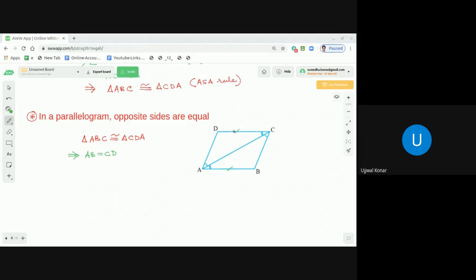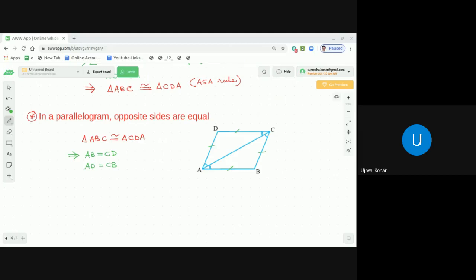And also we can say for the other pair, that AD should be equal to CB. The moment I write AD, it should be equal to CB. So AD is equal to CB. So we are able to prove the statement I wrote, that in a parallelogram, opposite sides are equal.